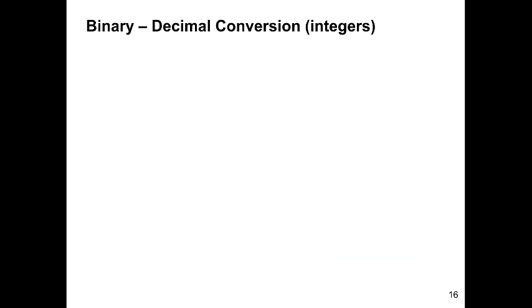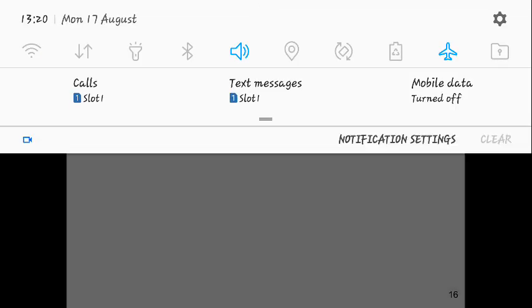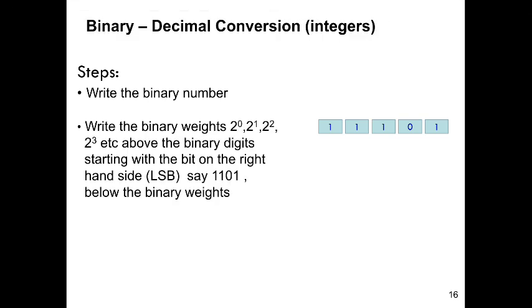Yeah, this is now binary to decimal conversion. How to convert this? Here we have binary to decimal conversion. So they will give you the binary number, and we need to convert it to a decimal number. Okay, and he mentioned integers, that means there are no point values. So write the binary number with its weights. Then above those binary digits, start with the bit on the right hand side, that means LSB.